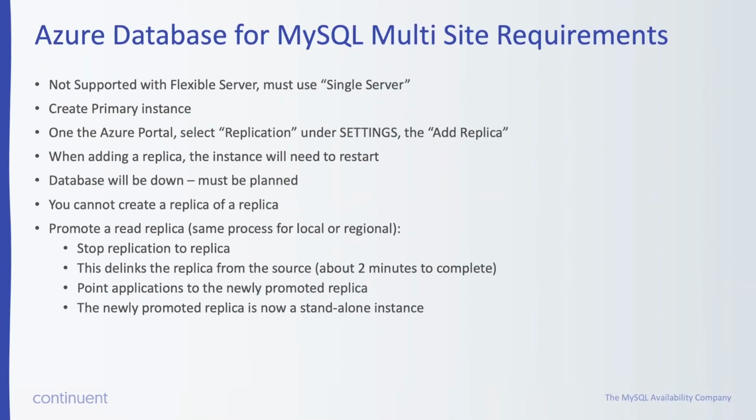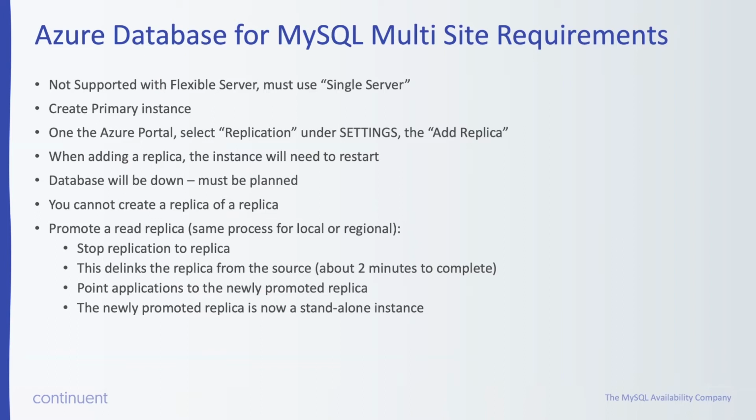So if we want to do a multi-site deployment using Azure Database for MySQL, again, we have to use single server, right? Because read replicas are not supported in flexible server. And again, we'll be giving up failover for that. But to do it is pretty easy. We create a primary instance, and then at the portal, we find the menu under settings, replication, and do add replica. Pretty simple. When we add the first read replica, the instance is going to restart.